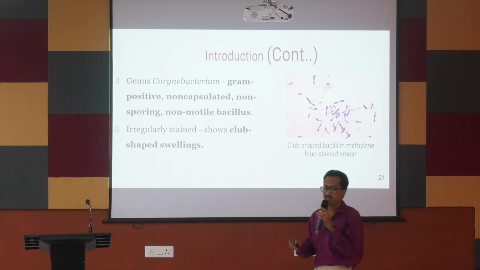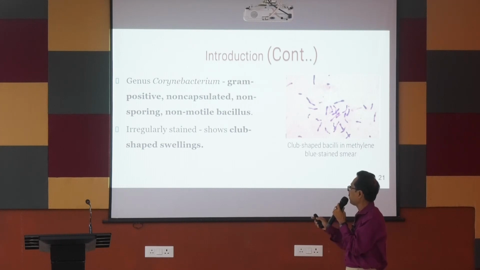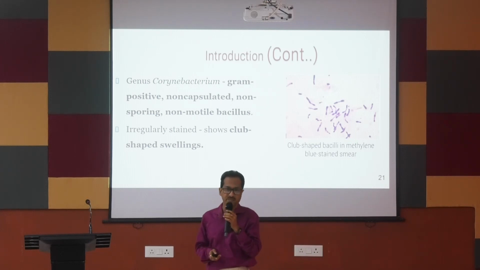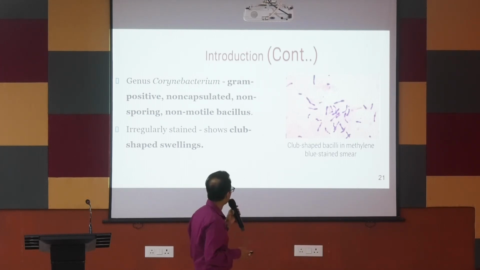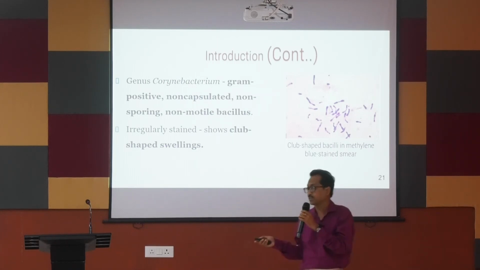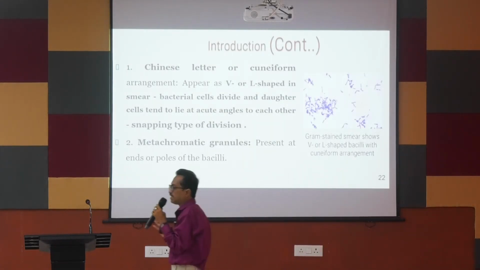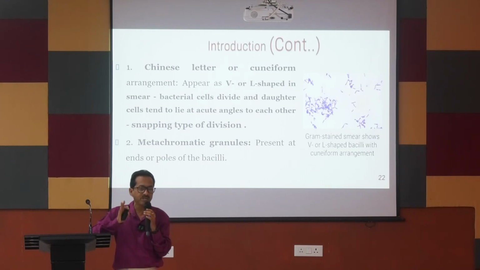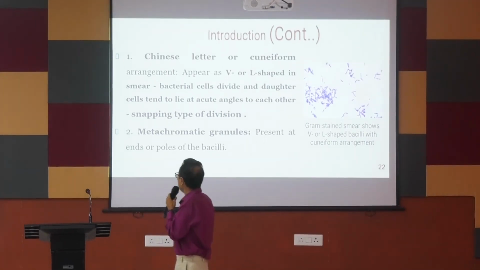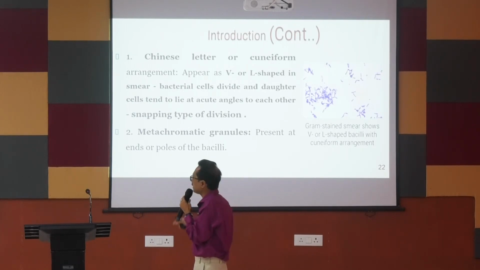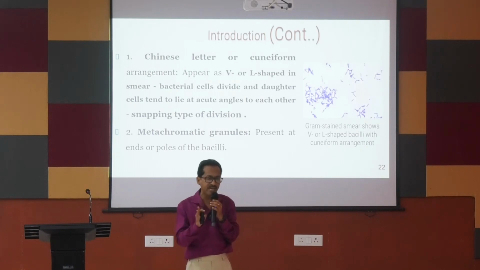Now, it is a gram-positive, non-capsulated, non-motile bacillus. Diphtheria is a non-capsulated, non-sporing, non-motile bacillus, with club-shaped swelling on both sides of the bacillus. This is one of the staining methods. I will come to the staining method later on. Now this is the difference. What is the arrangement? Whether you do gram stain or Albert stain, which is a specific stain for diphtheria, the arrangement is typical. The arrangement is called Chinese letter pattern arrangement. Chinese letter pattern or cuneiform arrangement is a typical arrangement.